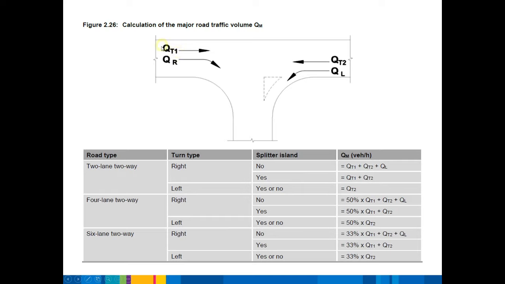But in general, you can see we've got this value QT1, so that's, say, your eastbound traffic. QT2 is your westbound traffic. And then we make up QM, the value of the major stream traffic, depending on what we're doing. Is it a two-way road? Are we turning right or left? Is there a splitter island? This tells us basically just the simple sum of some of these other terms, that tells us what we need to be looking at.